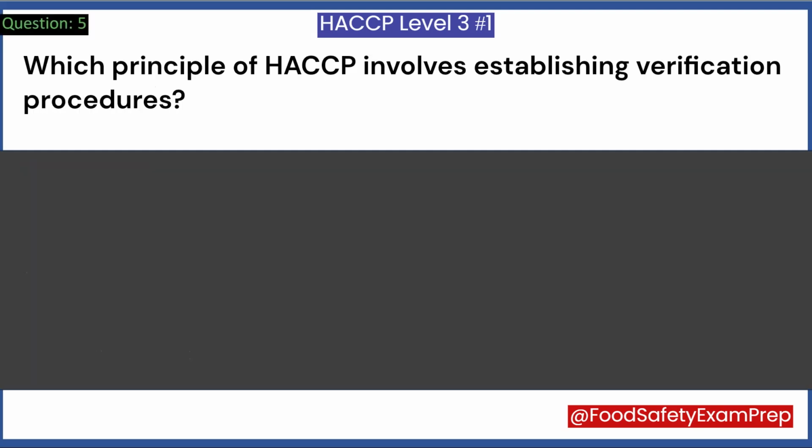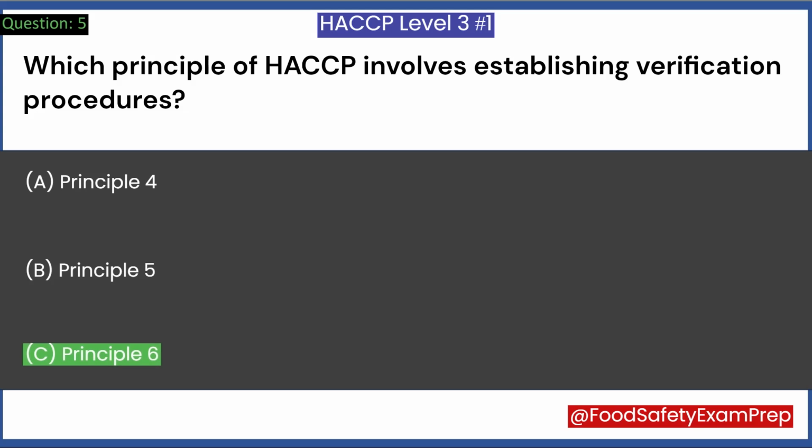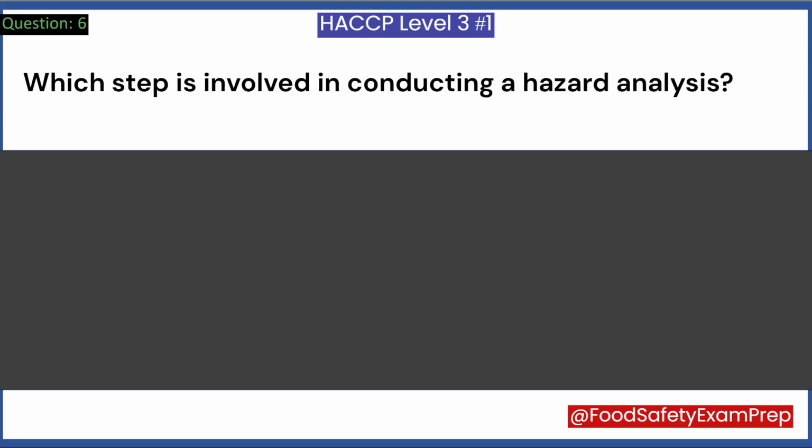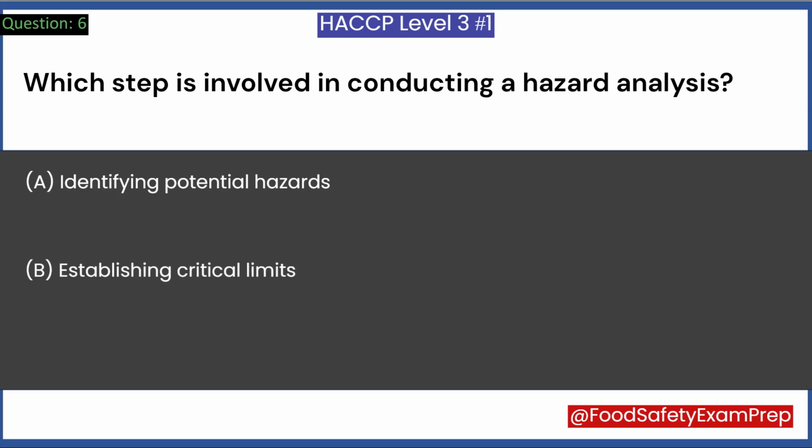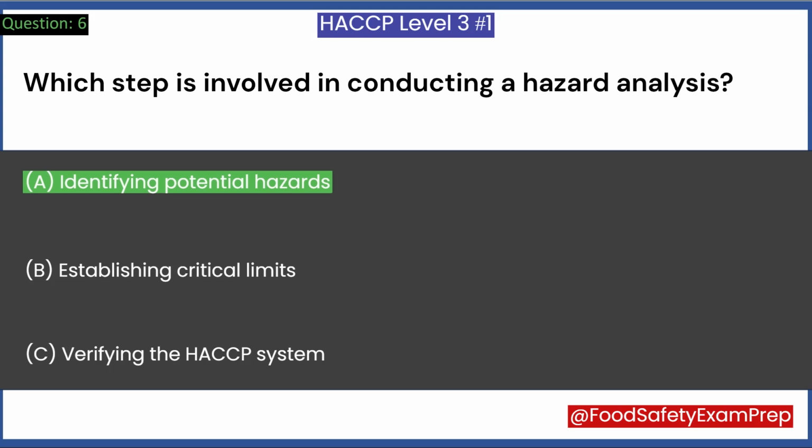Which principle of HACCP involves establishing verification procedures? A. Principle 4. B. Principle 5. C. Principle 6. Answer: C. Principle 6. Which step is involved in conducting a hazard analysis? A. Identifying potential hazards. B. Establishing critical limits. C. Verifying the HACCP system. Answer: A. Identifying potential hazards.